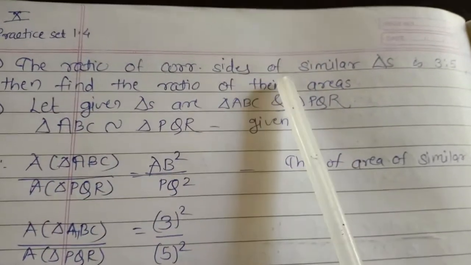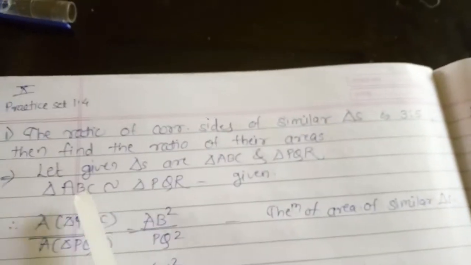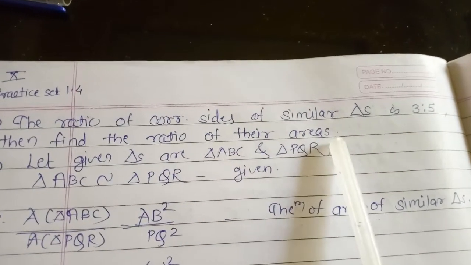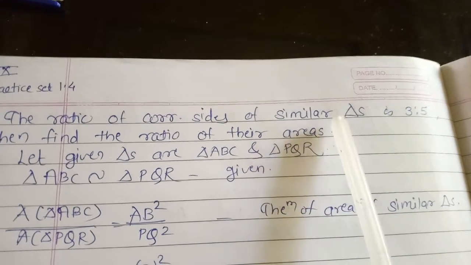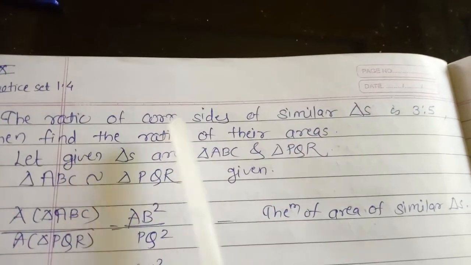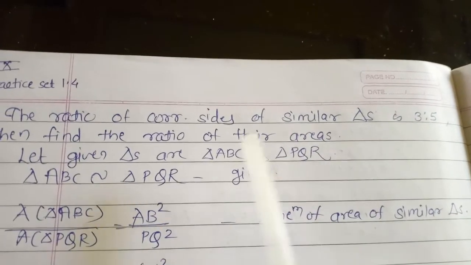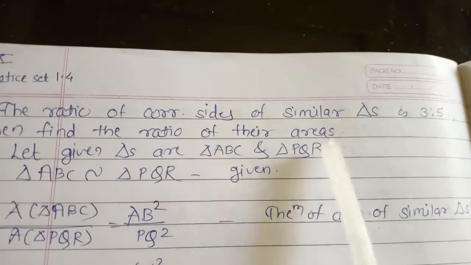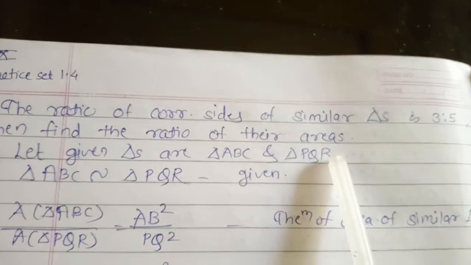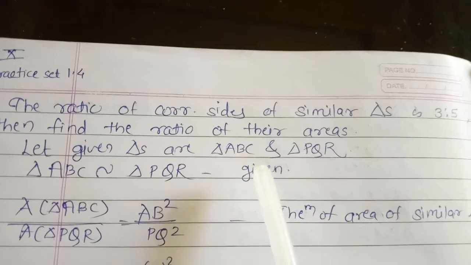The ratio of corresponding sides of similar triangles is 3:5. Then find the ratio of their areas. Here we are given that the two triangles are similar, because the ratio of corresponding sides of similar triangles is given. So we consider two triangles, triangle ABC and triangle PQR, and we are given that they are similar. So triangle ABC is similar to triangle PQR.